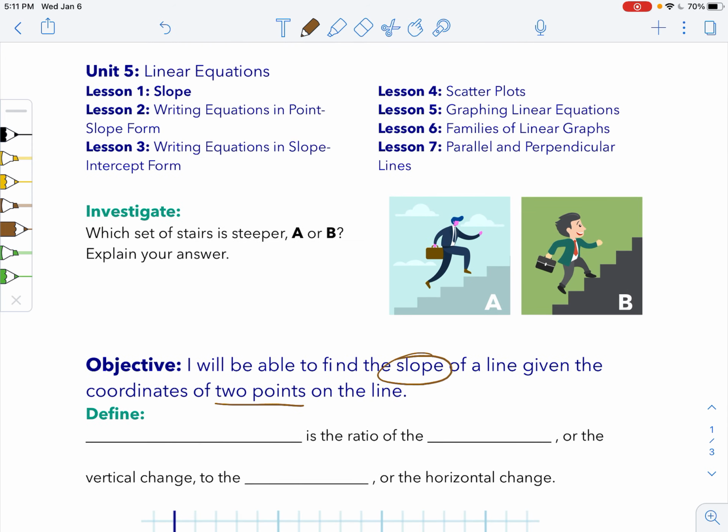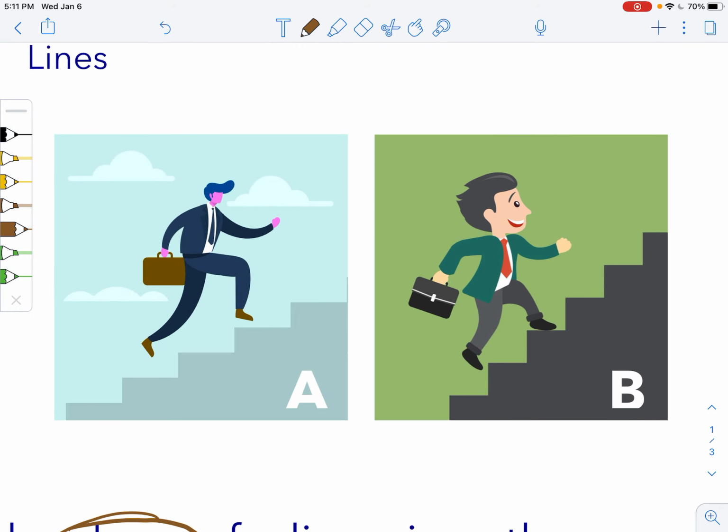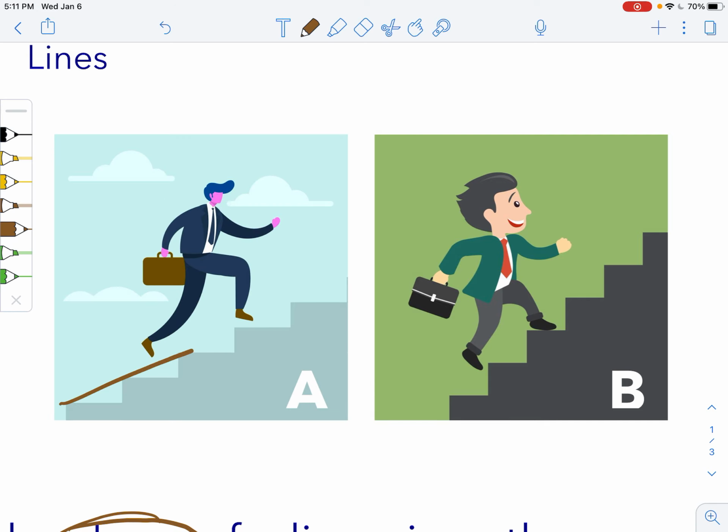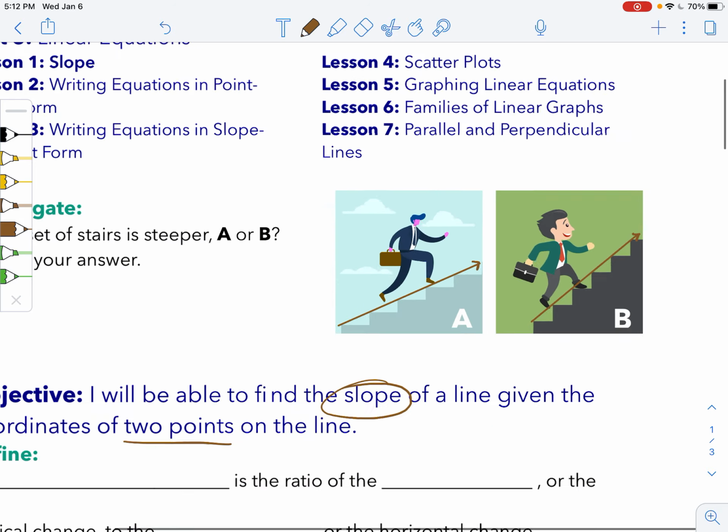Now before we talk about slope, let's talk about stairs. Looking at these stairs, which set would you say is steeper? Well, when we compare steepness, we basically compare how fast it's rising. We have these stairs going up this way. We have these stairs going up. I'm going to make a straight line connecting all these points on the stairs like that.